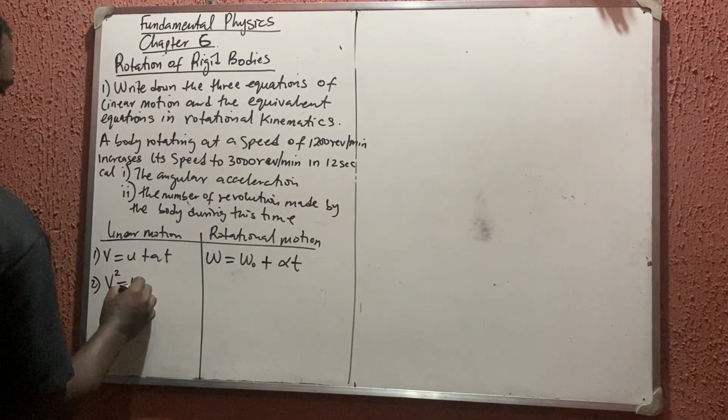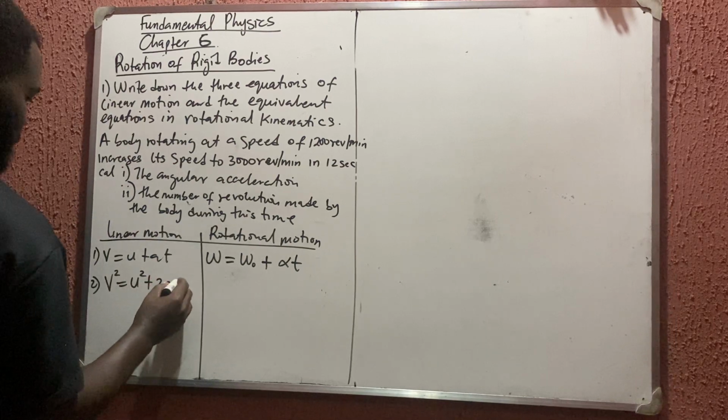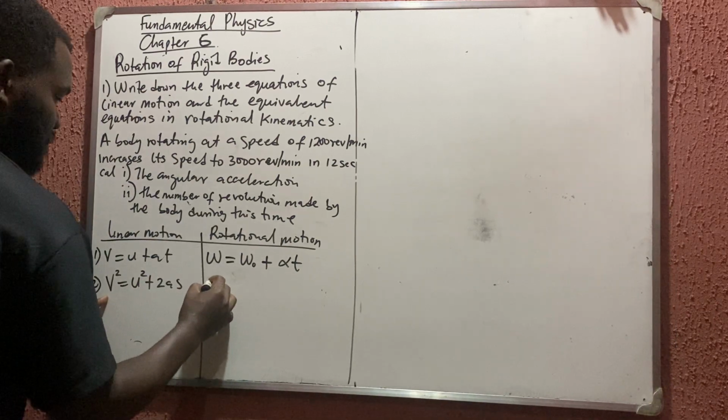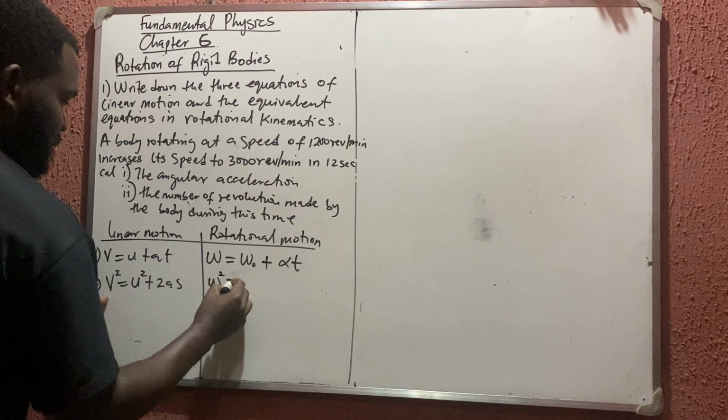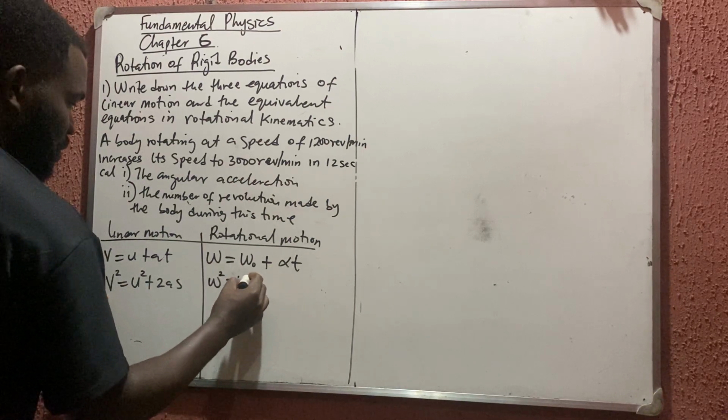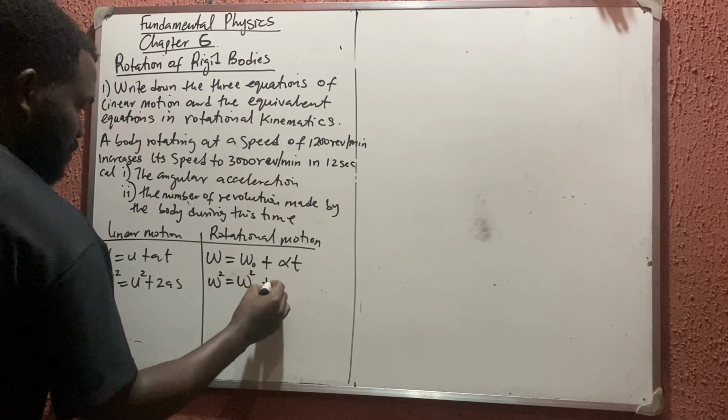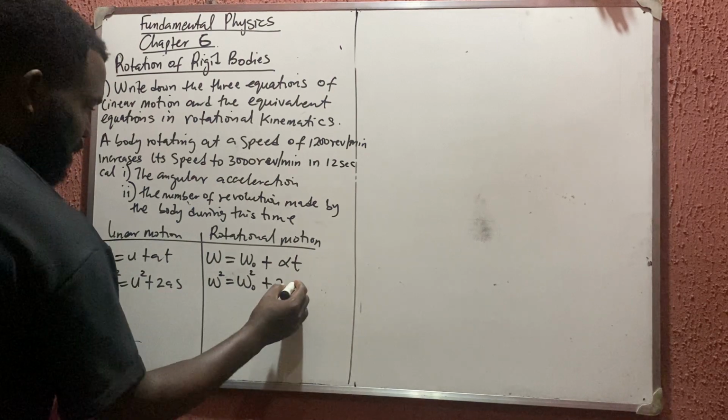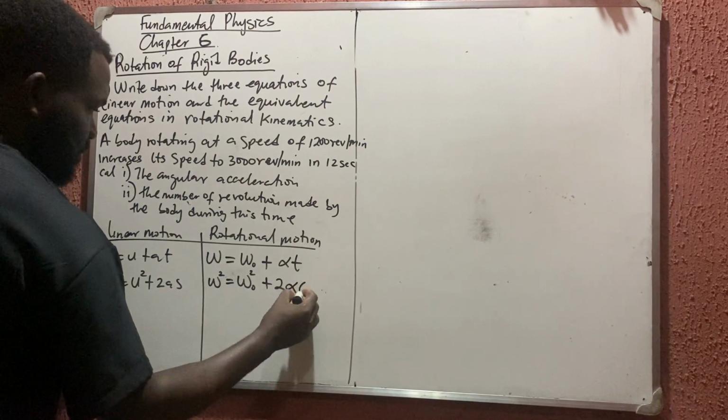The second one is V squared equals U squared plus 2AS. So change it: omega squared is equal to omega naught squared plus 2 alpha theta, where this is your theta.